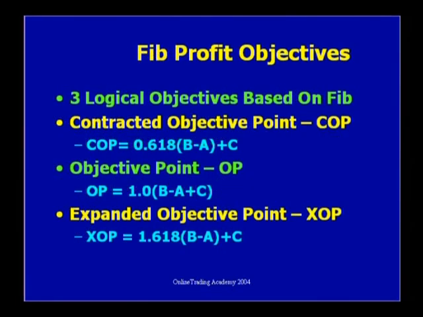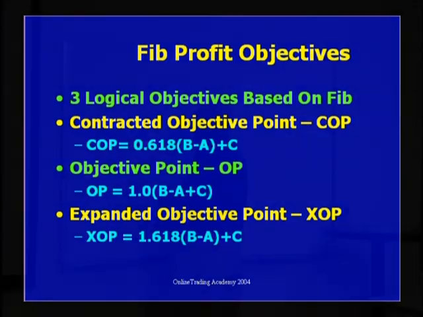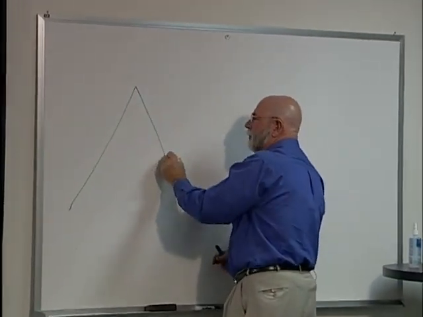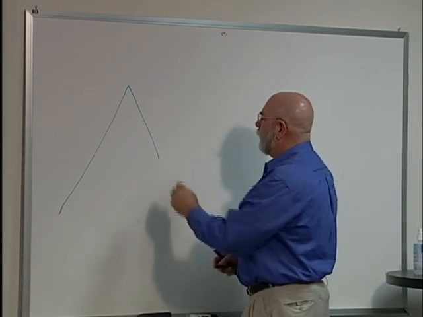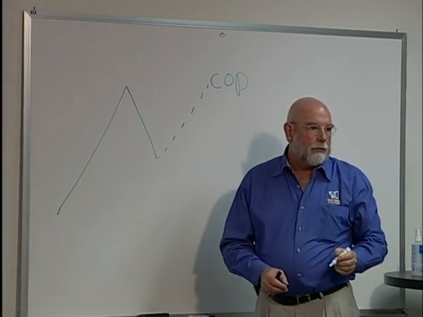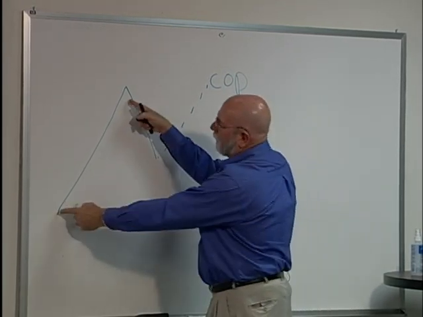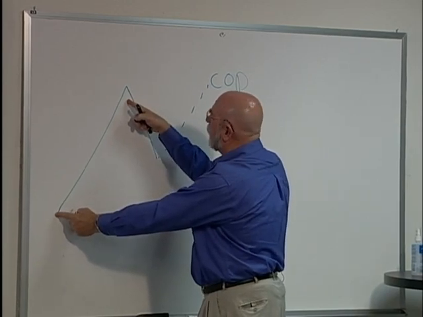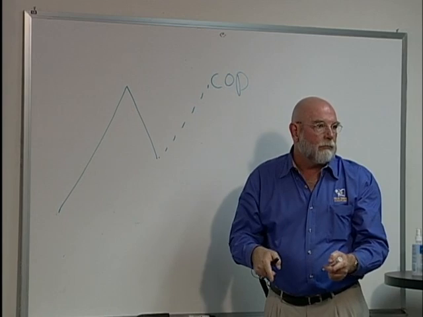First off, their definitions, okay? The COP is the contracted objective point. This is the one that's closest to us and is the most logical to take profit at, okay? And it is the 618 times the cycle distance plus or minus the retracement, okay? So if we have a move up and the retracement back, what we're going to do is project. The first one will be the COP, okay, which will be 38% of this distance here added on to the retracement, okay?